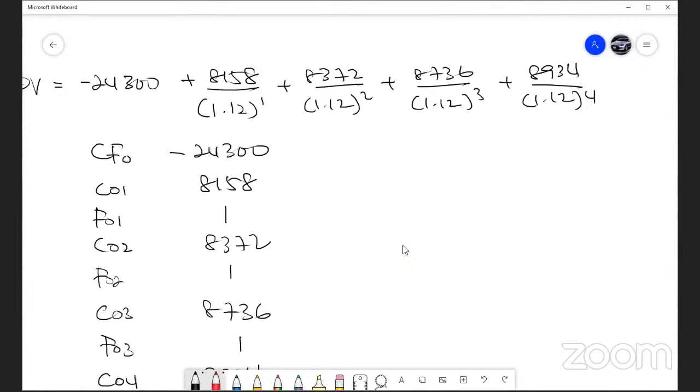8158 divided by 1.12, here should be 7283.93. 8372 divided by 1.12 divided by 1.12 is 6674.11. 8736 divided by 1.12 three times is 6218.11. 934 divided by 1.12 repeated, is 5677.72.